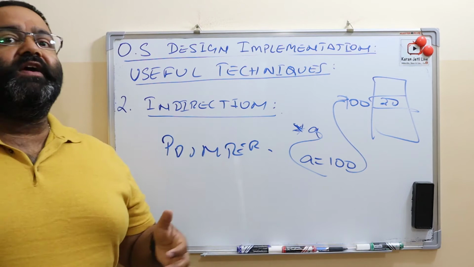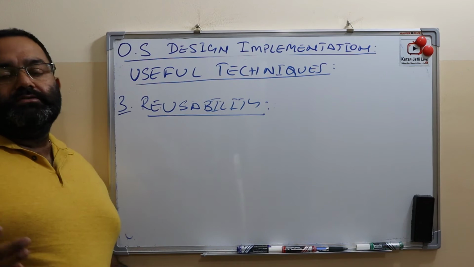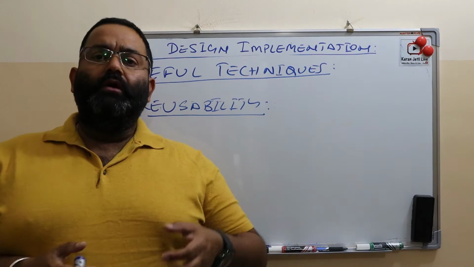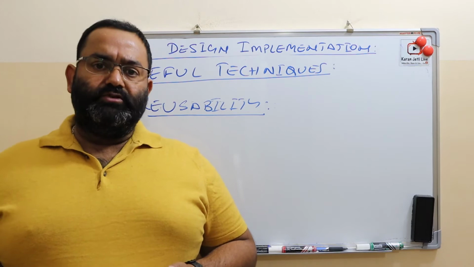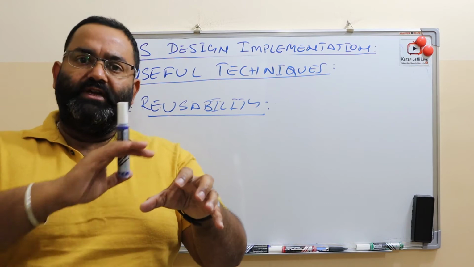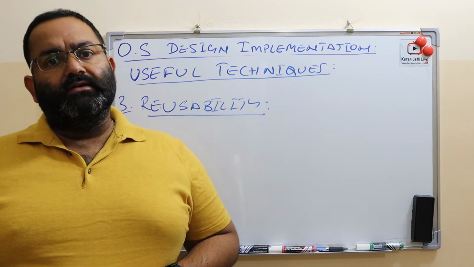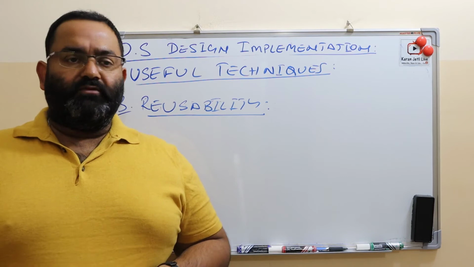And guys, the next useful technique is called the technique of reusability. All of you know what reusability is. Once you have written code for something, you can use the same code to achieve something else. We call it reusability. First of all, it saves our effort. Second, once we have written code and debugged it, the same code can be applied for different things, and we do not need to debug it or reprogram it. We call it reusability.